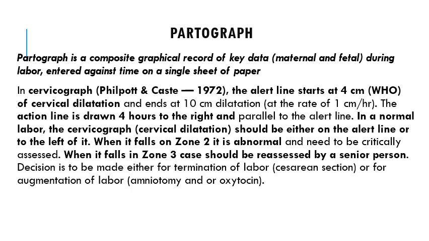In a normal labor, the cervicograph should be either on the alert line or to its left. If it falls in zone 2, it is abnormal and needs to be reassessed. And if it falls in zone 3, assessment should be done by a senior person and an early decision is to be made regarding termination of labor or augmentation of labor.